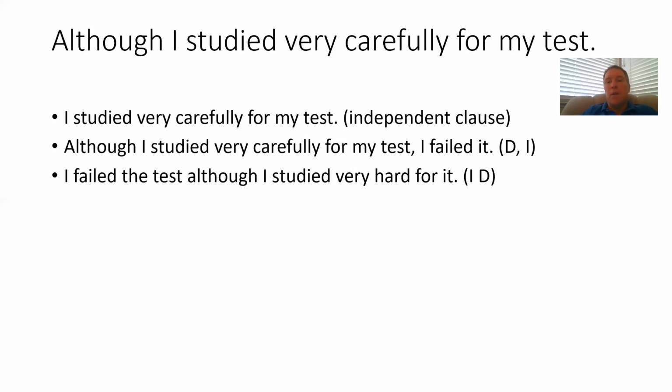Although I studied very carefully for my test. I could just say, I studied very carefully for my test. There's an independent clause by itself. I got rid of the dependent word. Or I can connect it to something that is complete. Although I studied very carefully for my test, comma, I failed it. Now we have D, comma, I. Or the dependent clause can come at the end with no comma. I failed the test, although I studied very hard for it. ID.